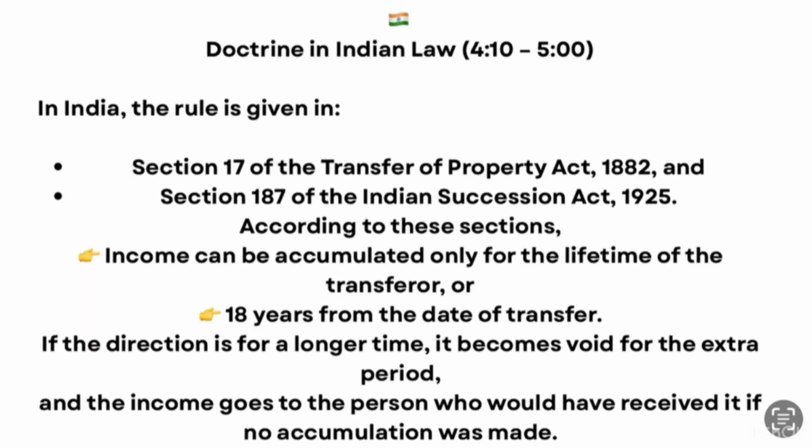If we look at the doctrine in Indian law, Section 17 of the Transfer of Property Act and Section 187 of the Indian Succession Act deal with the doctrine of accumulation. According to these laws, income can be accumulated only for the lifetime of the transferor or 18 years from the date of the transfer. I will simplify this by giving a simple example.